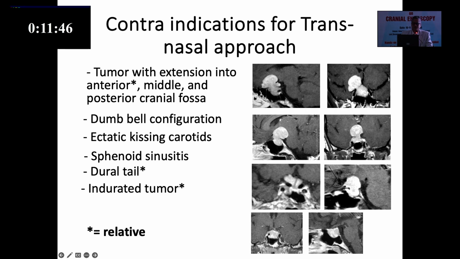Ectatic kissing carotids is one important contraindication which you should be aware of, because sometimes you could end up in a disaster, not because you are going to damage the carotids, but because in about 4% of the cases there could be an incidental aneurysm associated. So whenever there are kissing carotids, I always prefer to get an angiogram done.